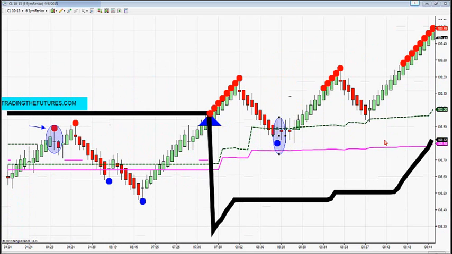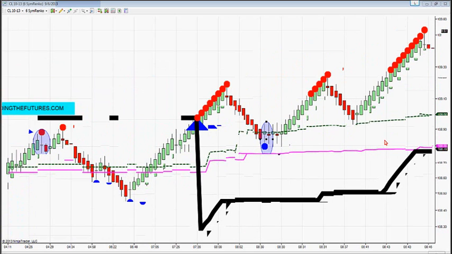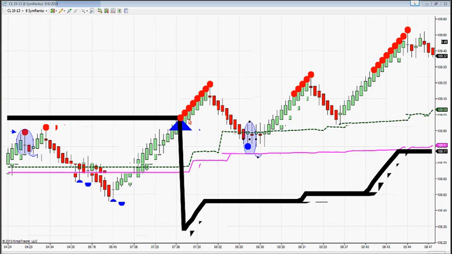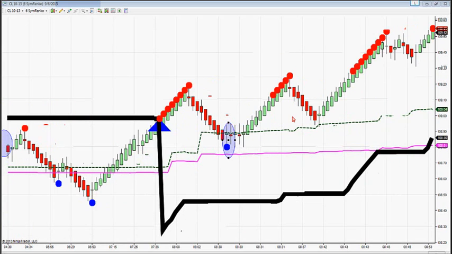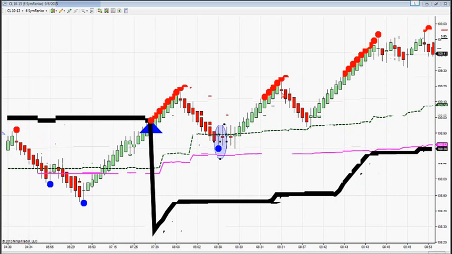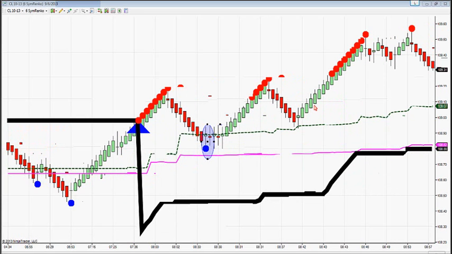Now let's look for the next blue dot. We want the next blue dot to come up because we are trend bias up. We got the blue triangle that fired off long. I'm only looking for long side setups. Yes, these counters are working nice. There's a counter. There's a counter.